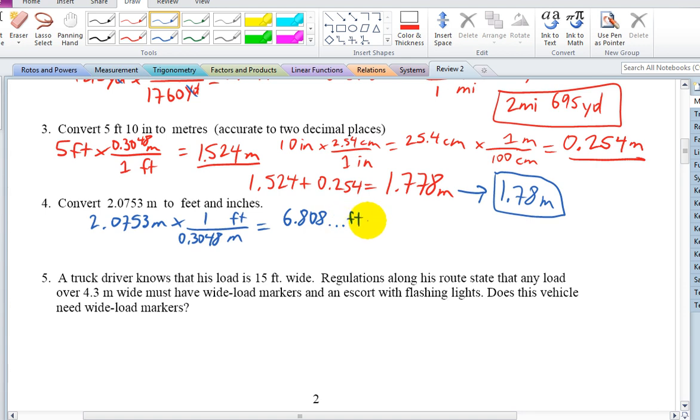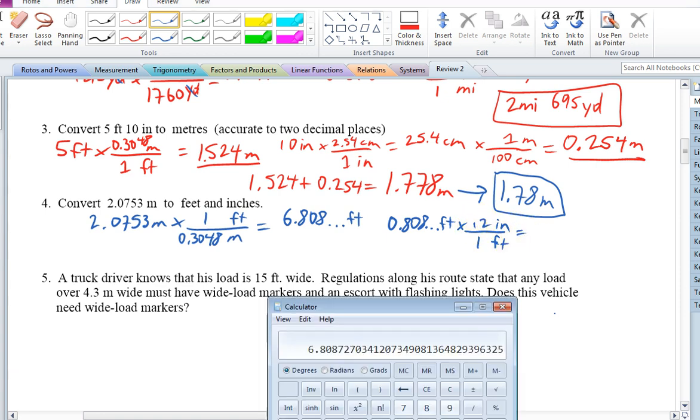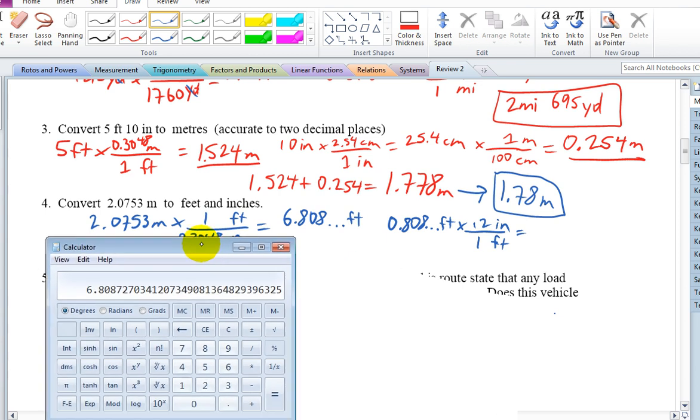Feet. So that's 6 whole feet, and I got some decimals. So I gotta take my decimals, 0.808 feet, and convert that into inches. So this would be like the very first question. Feet to inches. So 1 foot is 12 inches. How would I do that on my calculator?